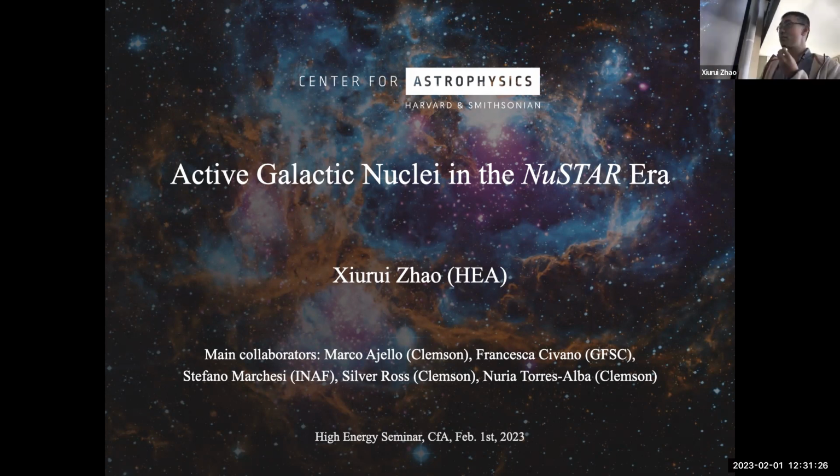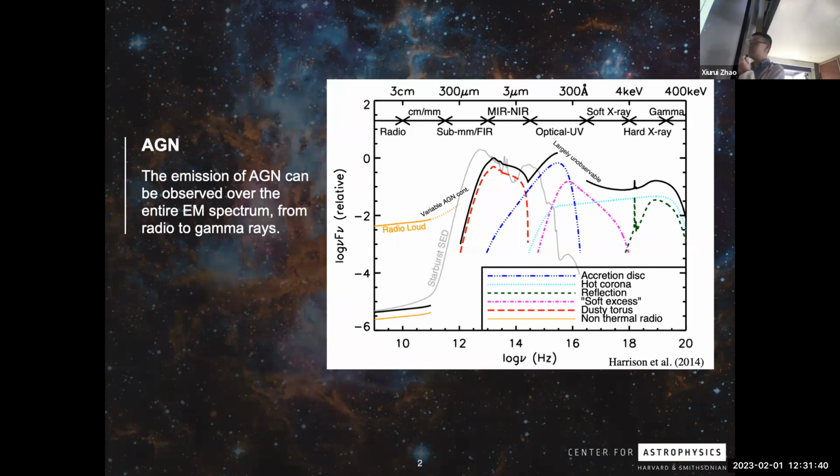Thank you very much. Today I'm going to talk about active galactic nuclei in the NuSTAR era, and I know that many of you are experts on quasars, AGN, and NuSTAR, but please bear with me for the next few slides of introduction. Active galactic nuclei, or AGN, represent the rapidly growing phase of the supermassive black hole in the center of active galaxies. They radiate across the entire electromagnetic spectrum, from radio to gamma rays.